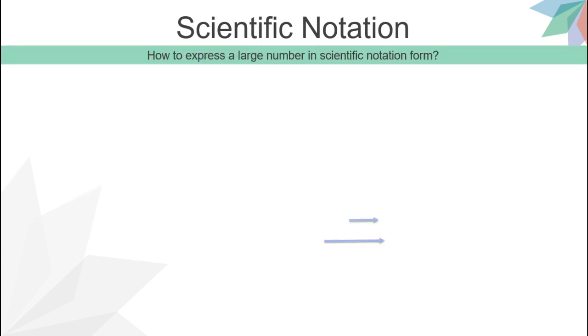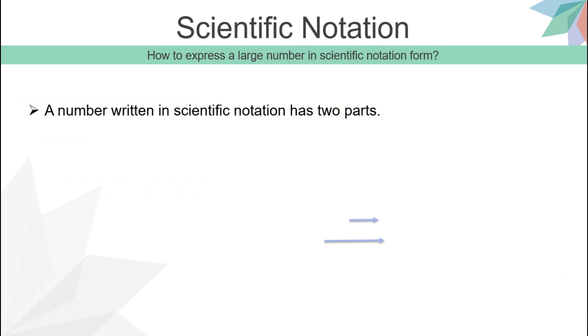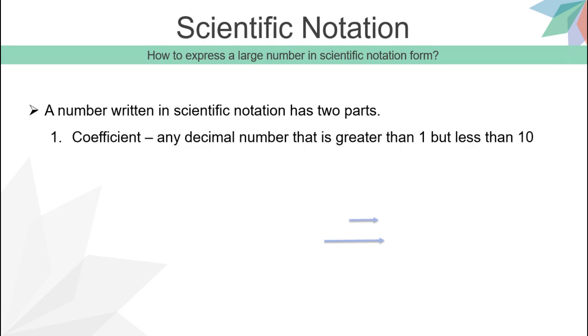So, scientific notation form, that is a convenient way of writing. How are we going to write it? A number written in scientific notation has two parts. The first one is the coefficient. The coefficient is any decimal number that is greater than 1 but less than 10. Take note, greater than 1. So, from 1 point something up to 9.999, as long as it is less than 10. So, it is only 1 digit.